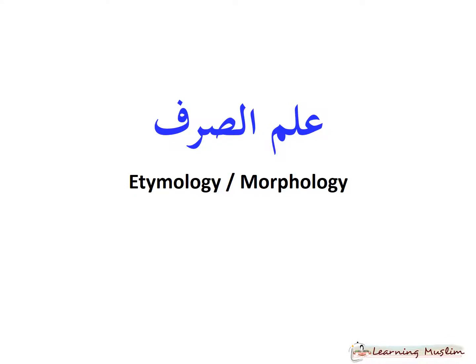Bismillahir Rahmanir Rahim. Welcome to our Quranic Arabic course at Learning Muslim. In this subject, we will discuss Ilm Sarf, the knowledge of Sarf. So, Ilm Sarf refers to etymology or morphology. Etymology is the idea of where words originate from, the history of words. Morphology refers to the structure of words, how words change. But we're not going to discuss in detail what we refer to by these two terms.